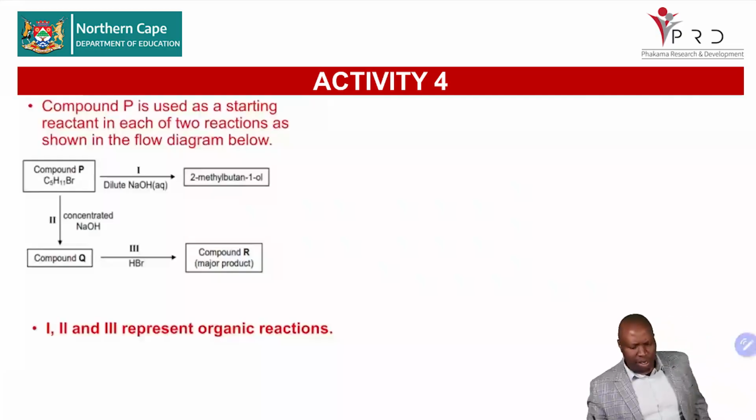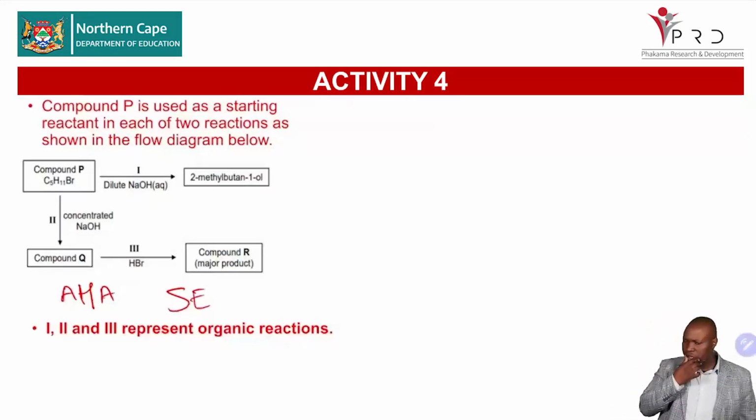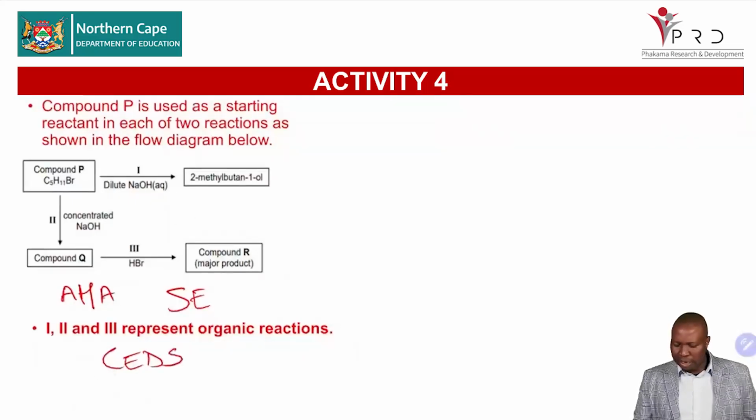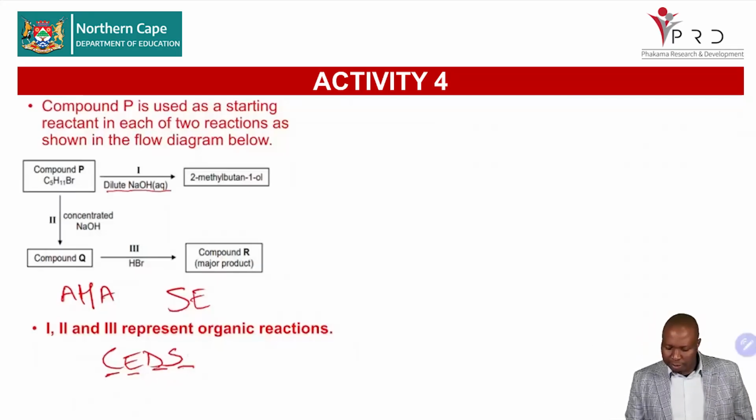Now, let's look at a question. We're given a haloalkane. I already told you that when you see alcohols, alkanes, haloalkanes, you think about these two reactions: substitution or elimination. Depending on the conditions, remember CEDS: concentrated, elimination; dilute, substitution. This is dilute sodium hydroxide, so definitely this must be substitution.